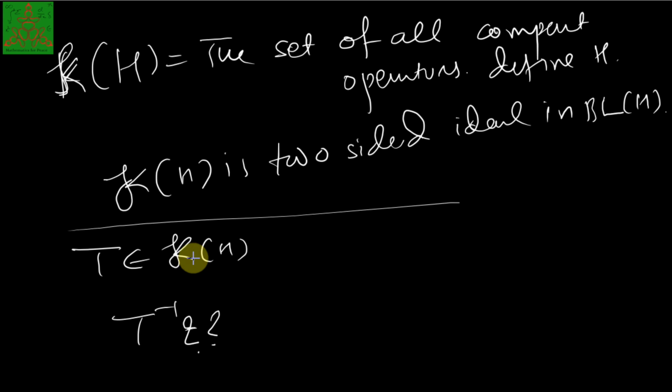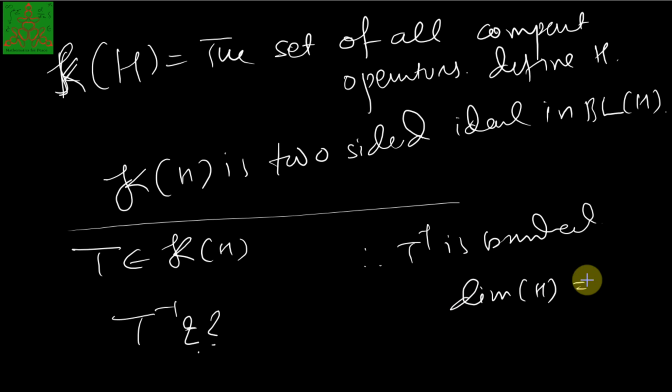See, if T is a compact operator and T inverse is a bounded operator, then the dimension of H should be finite. So this statement is actually true if and only if the dimension of H is finite. So I'm repeating again, if you have a T which is a compact operator, then T inverse is bounded if and only if the dimension of H is finite.